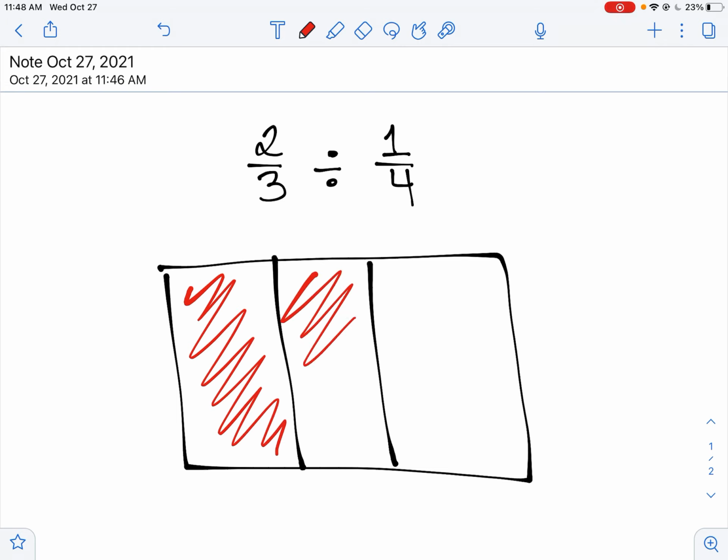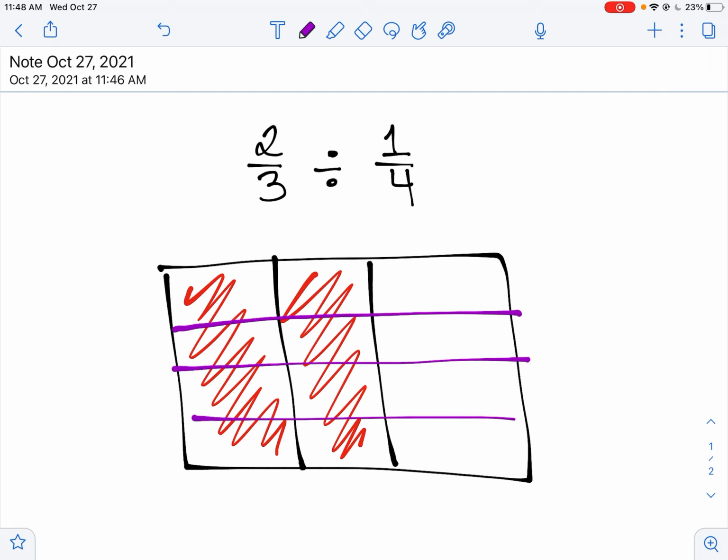So you'll notice I'm representing 2/3 here by taking a box, cutting it into 3 pieces, and then I'm going to shade in 2 of them. That represents 2/3. Now I'm going to divide it by 1/4. Now remember, dividing means you're going to take something and split it into groups. So I'm going to split this into fourths, because we're dividing by a fourth.